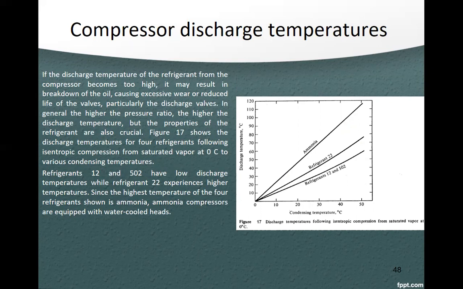For example, here is your condensing temperature. This is the discharge temperature of ammonia. Among ammonia, refrigerant 22, and 12, ammonia is the highest. Refrigerant 12 and 502 have low discharge temperatures, while refrigerant 22 experiences higher temperatures. Since the highest temperature of the four refrigerants is ammonia's, ammonia compressors are equipped with water-cooled heads.